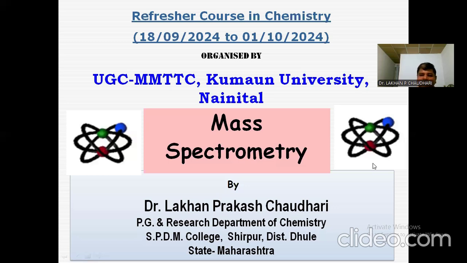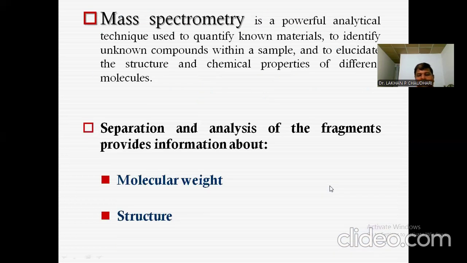Today's topic is mass spectrometry. So let us start. Mass spectrometry is a powerful analytical technique used to quantify known materials, to identify unknown compounds within a sample, and to elucidate the structure and chemical properties of different molecules. The separation and analysis of the fragments provides important information about the molecular weight of the sample molecule or organic substance and the structure of the compound.